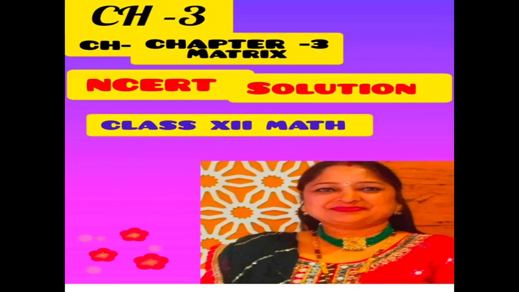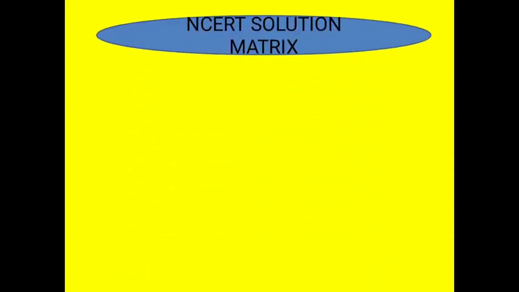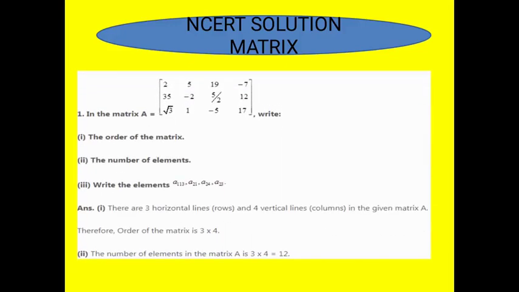Now dear students, today you will solve the NCERT solution of class 12th maths. Now the first question is in matrix A, the matrix is given here: 2, 5, 19, minus 7. This is the first row. Second row is 35, minus 2, 5 by 2, 12. And third row is minus 3, 1, minus 5, 17. Dear students, here you have to find out the order of the matrix.